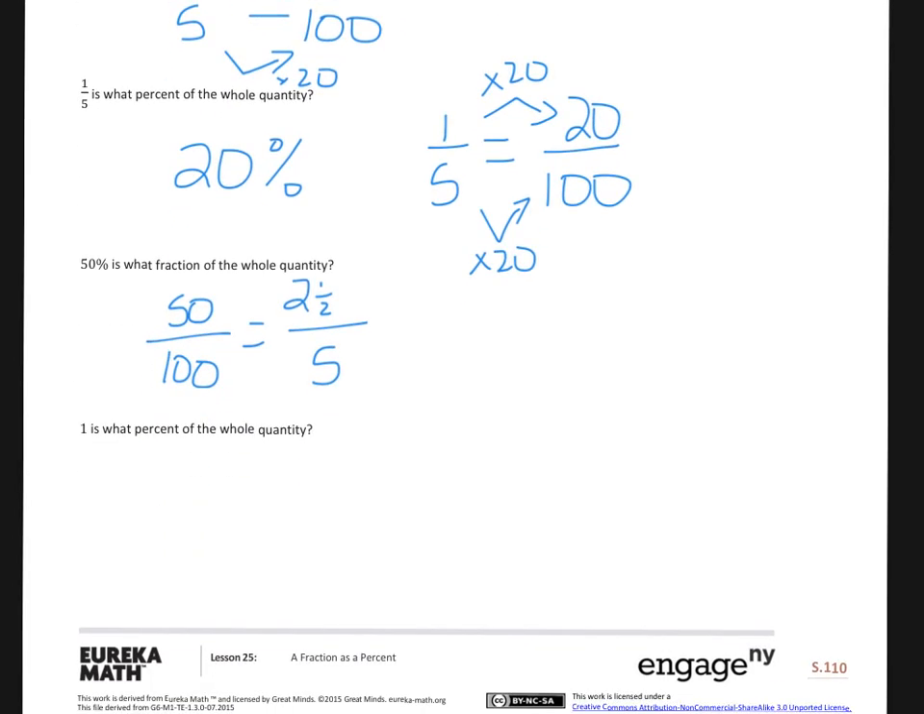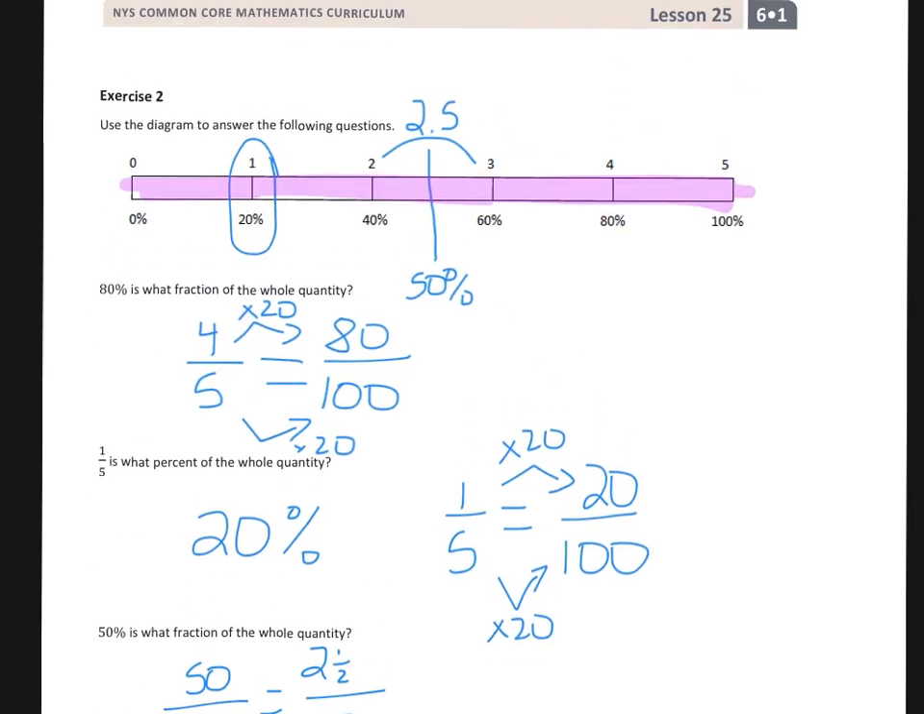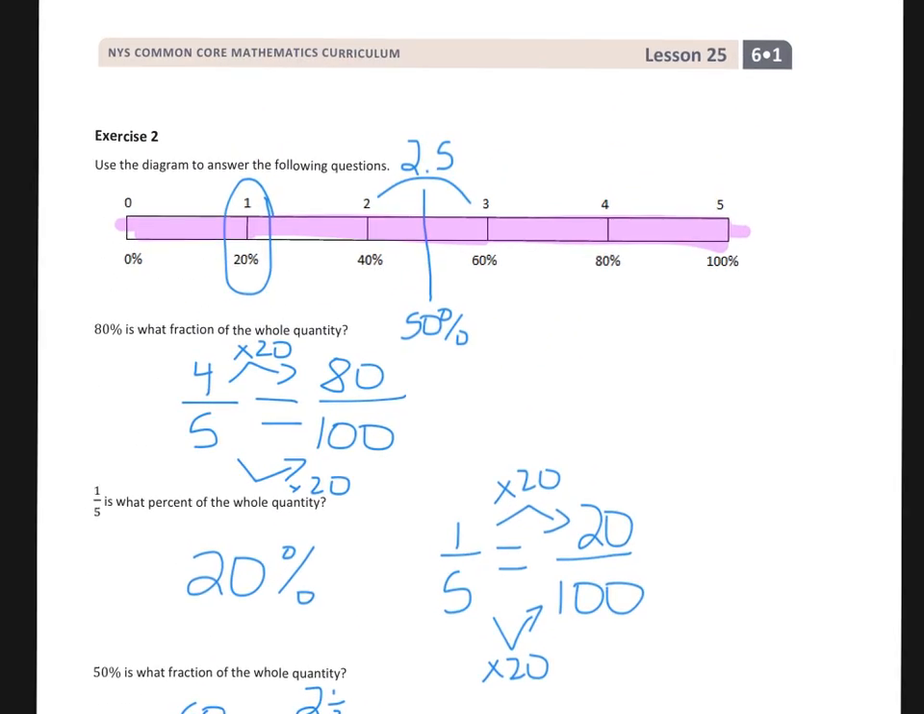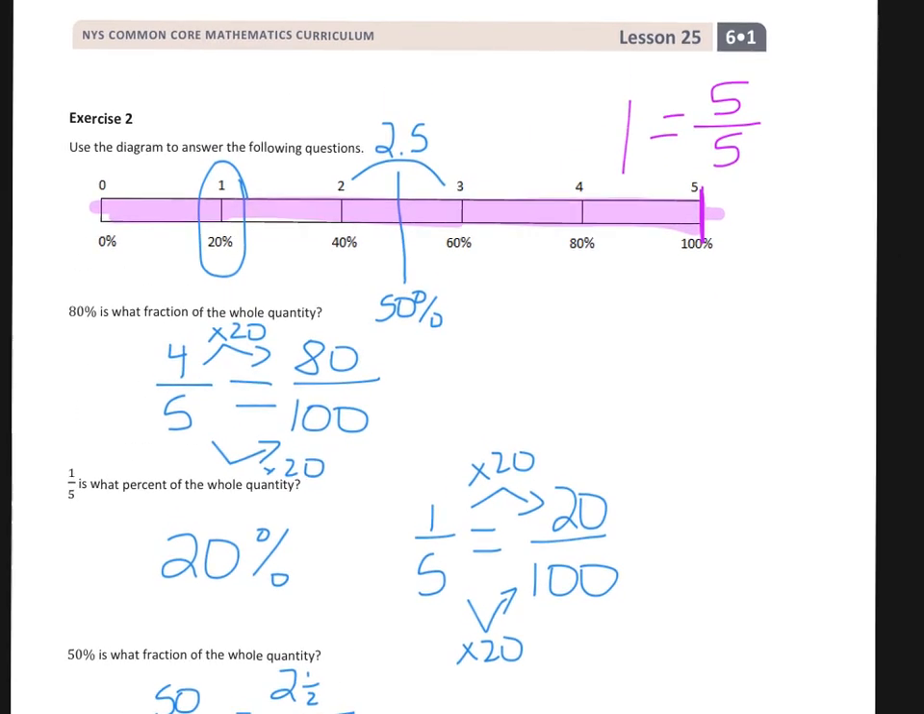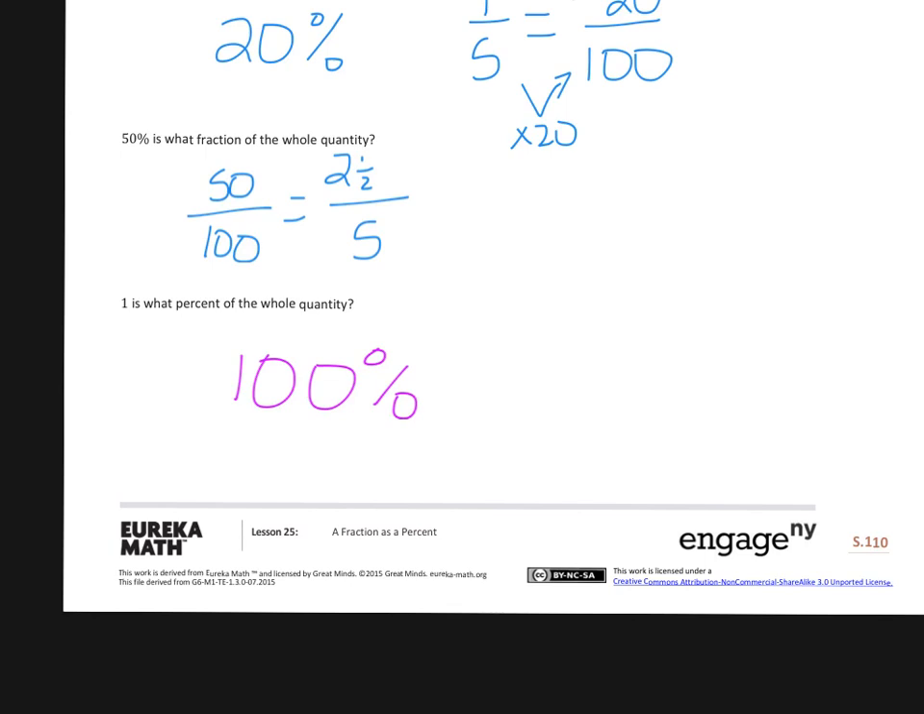What percentage? 1 is what percent of the whole quantity? I would say that would be 100%. I can demonstrate that also by using one whole broken into 5 pieces. Wouldn't that be 5 out of 5 pieces? And isn't 5/5 equal to 1? That's how I'd have to write it. And therefore, 1 whole is 100 hundredths. And 100 hundredths is equal to 1, because that's the same as 5/5.